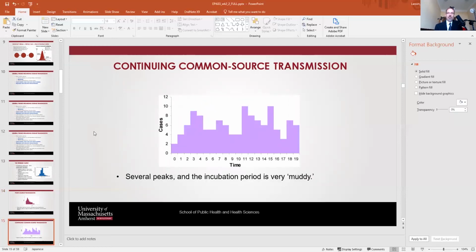Here it is very muddy. It's hard to say because we've got all these weird peaks going on, and that could be related to the number of people coming into that particular restaurant over time, or the number of people accessing the Broad Street pump back in London in the 1800s.